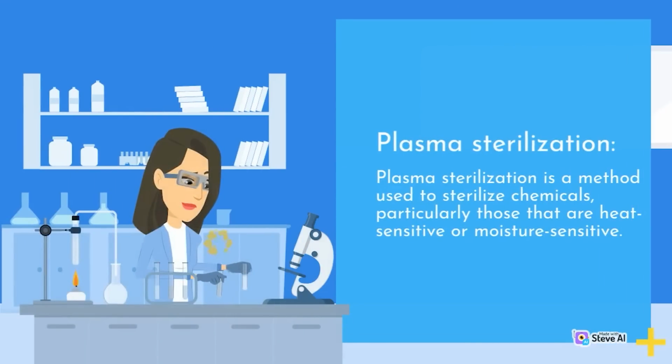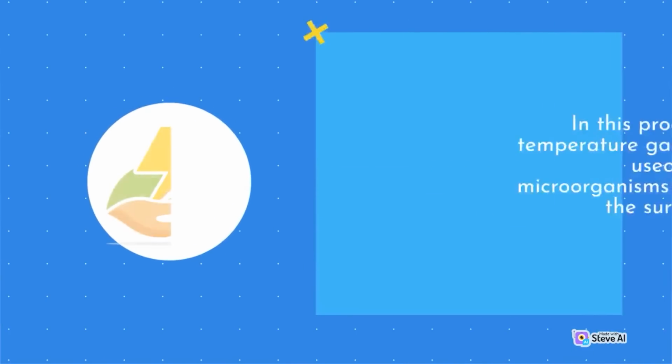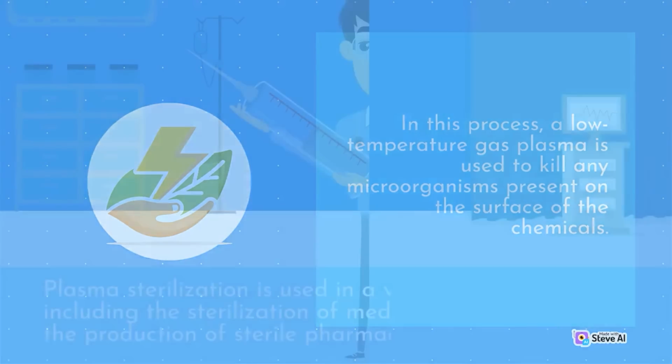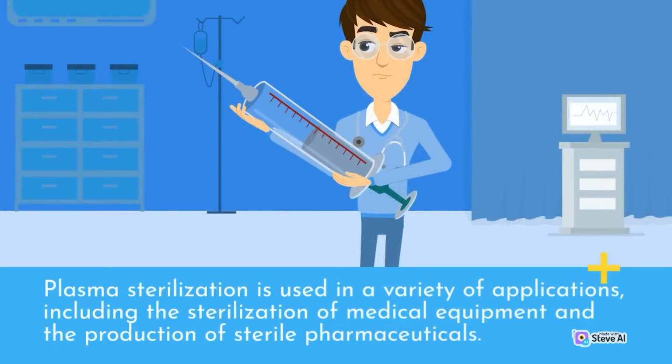Plasma sterilization. Plasma sterilization is a method used to sterilize chemicals, particularly those that are heat-sensitive or moisture-sensitive. In this process, a low-temperature gas plasma is used to kill any microorganisms present on the surface of the chemicals. Plasma sterilization is used in a variety of applications, including the sterilization of medical equipment and the production of sterile pharmaceuticals.